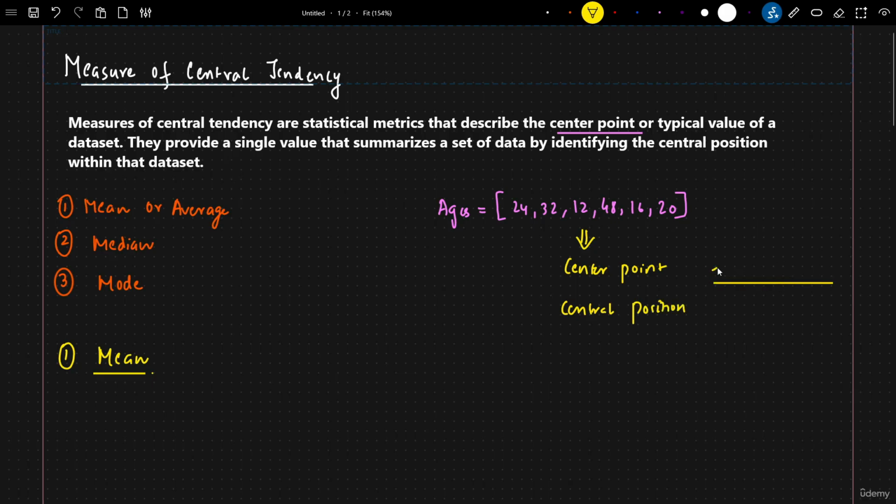Because whenever we try to draw this data set in some kind of distribution, so this is a kind of distribution over here, we'll discuss more about it. Now in this distribution, the central region is basically identified by this measure of central tendency. What are the different types of measure of central tendency that we use? That is nothing but mean, median, and mode, okay?